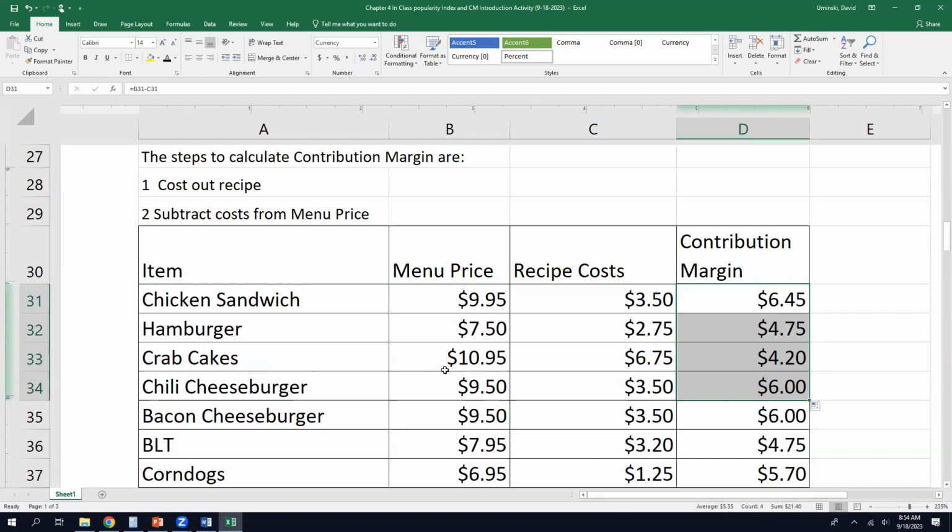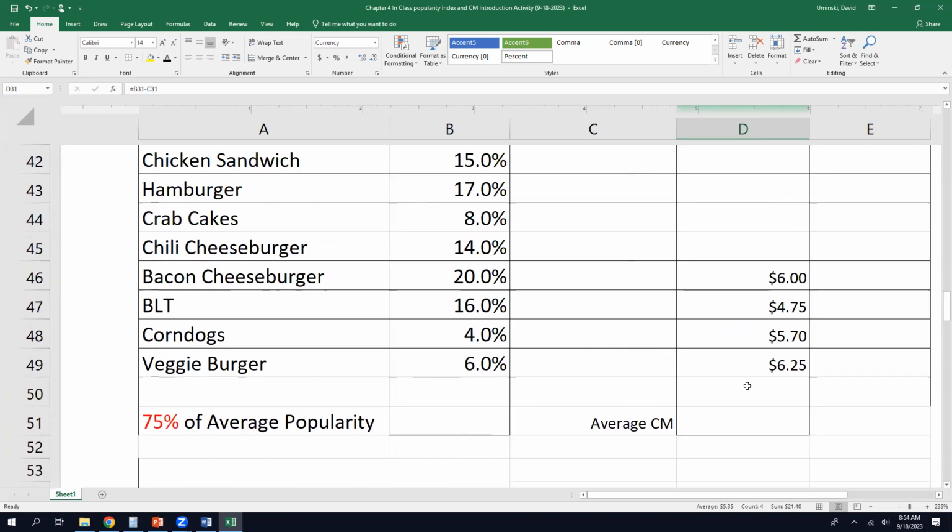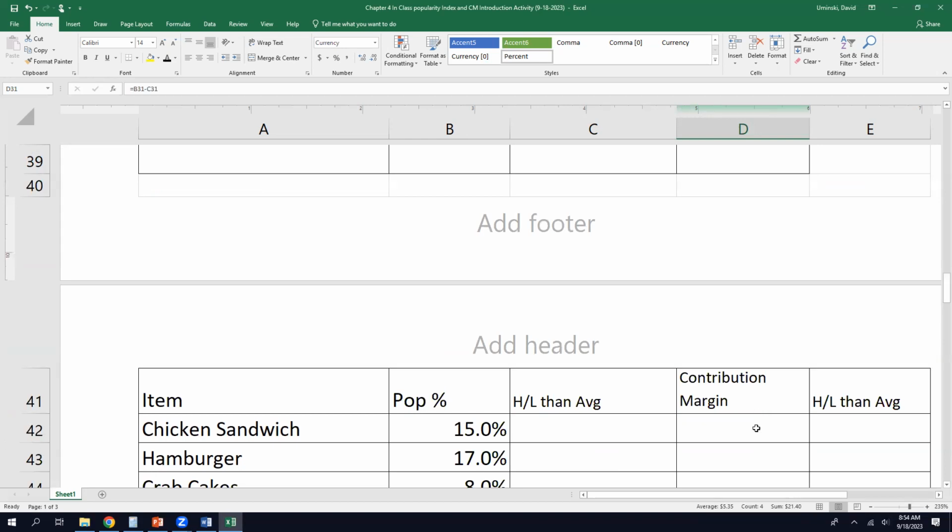Okay, so contribution margin, literally we're just subtracting what we sold it for minus what it costs us to make the recipe. So $6.45, $4.75, $4.20, and $6. Okay, so let's go ahead and copy all of our answers onto that other page, the next page.